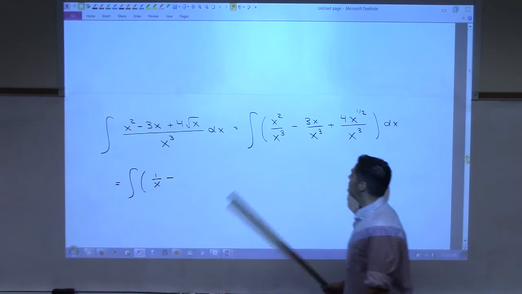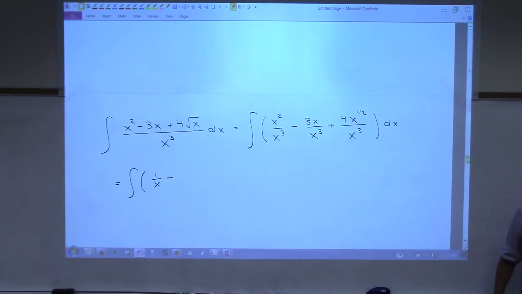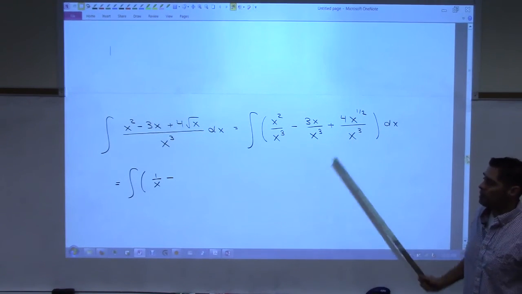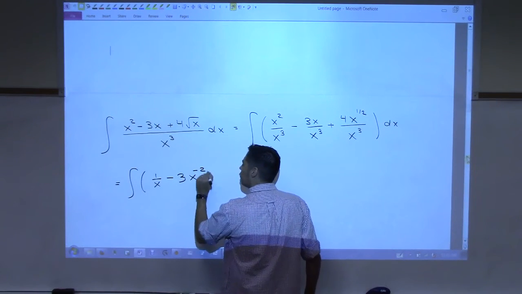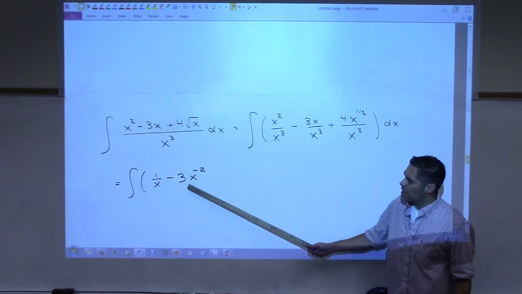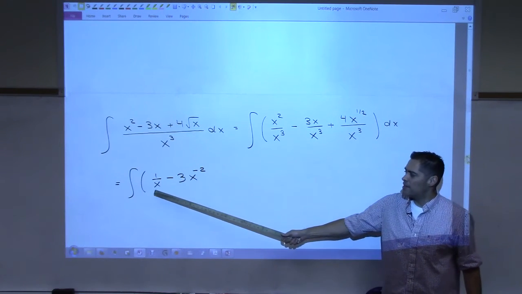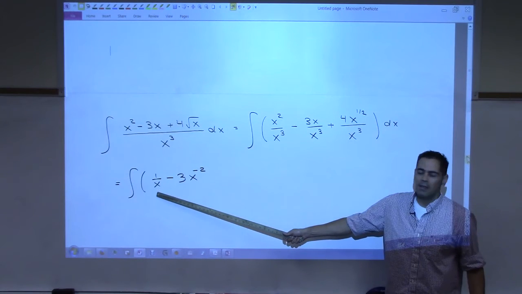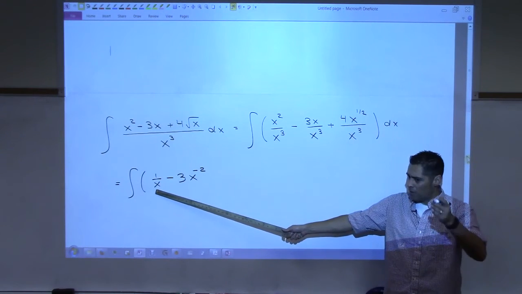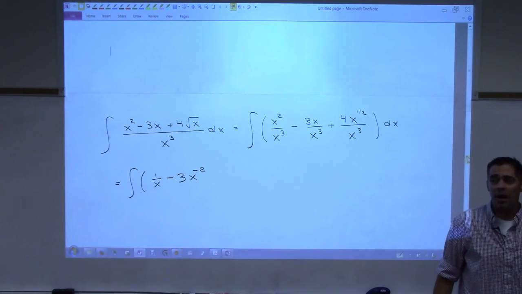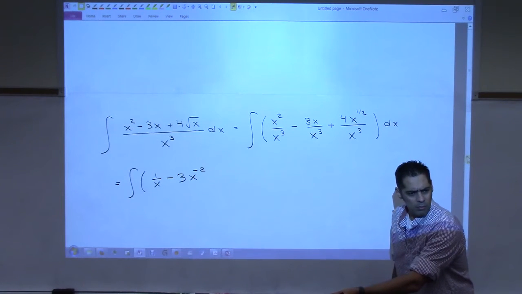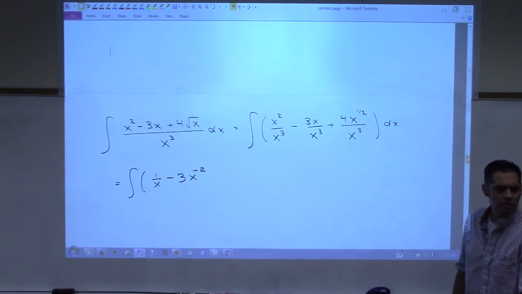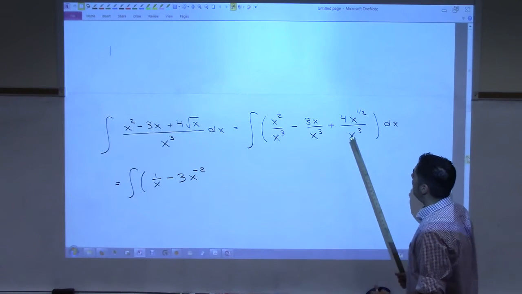And then the next term: minus what? 3 over x squared, right? 3 over x squared, but I'm going to write it this way instead: 3x to the negative 2. Now why did I write this one as 3x to the negative 2, but I didn't write this one as x to the negative 1? Because I know 1 over x is a special one. Any other powers of x, I can use that power rule, formula 2 on the sheet.